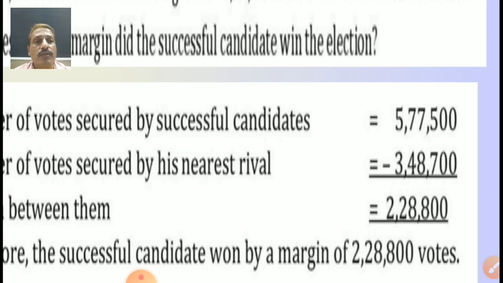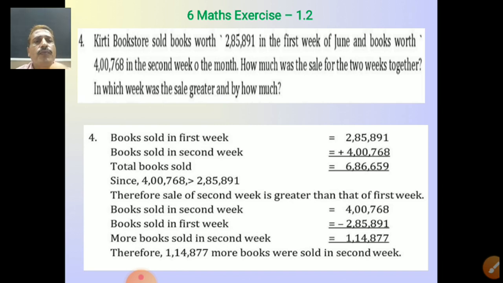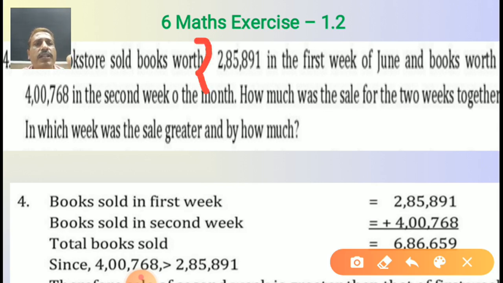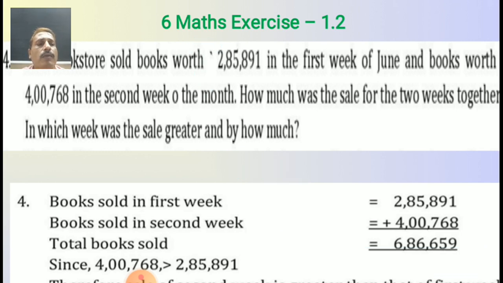Let's start the fourth question. Question 4 is here. It's a very interesting question. Kirti bookstore sold books worth rupees. This is the sign of rupees, student. By mistake it is not printing. You know that this is the sign of rupees, so before the number there is a rupees sign. Be careful.